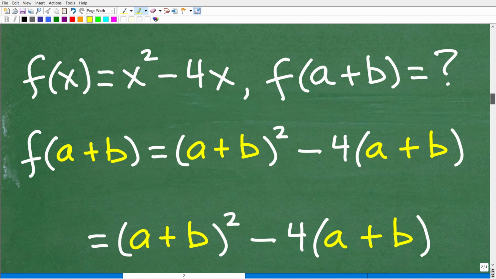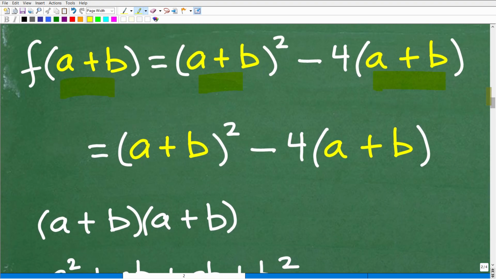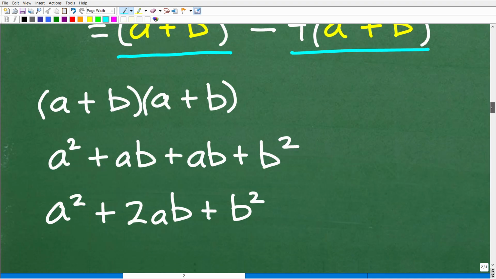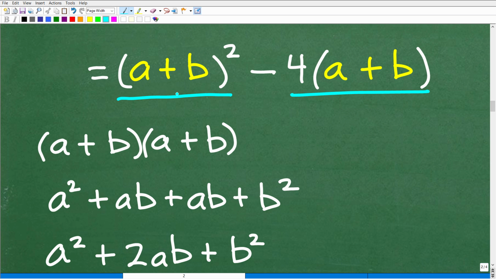Okay, and this is exactly how you would want to set this problem up. So given this function, let's find f of a plus b. So you can see here, I'm replacing these x's with a plus b. Okay, so hopefully you are up for some algebra. Okay, and the algebra that we need to do is to figure out what a plus b squared is. Of course, we're going to figure out what this is, but let's go ahead and evaluate or simplify what a plus b squared is.